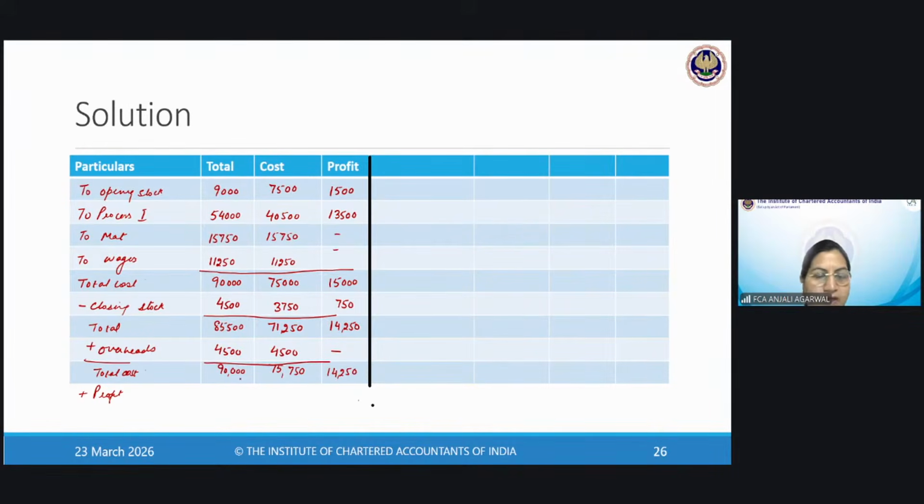Add the profit of process 2. Process 2 earns 20% on transfer price. 20% on transfer price is 1/4 on cost or 25% on cost. 25% of 90,000 would be 22,500. Cost, all profit. So ultimately, by finished goods account, 90 plus 22, 1,12,500 worth of goods, which is costing 75,750 and which has an inter-process profits amongst them of 30.